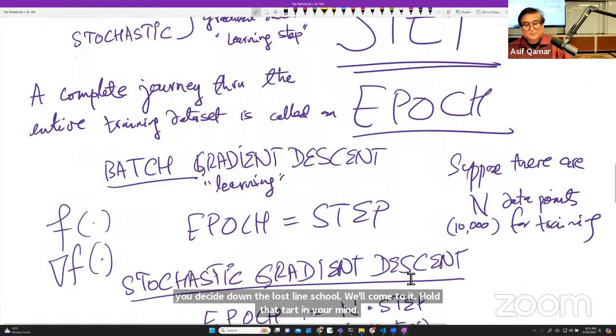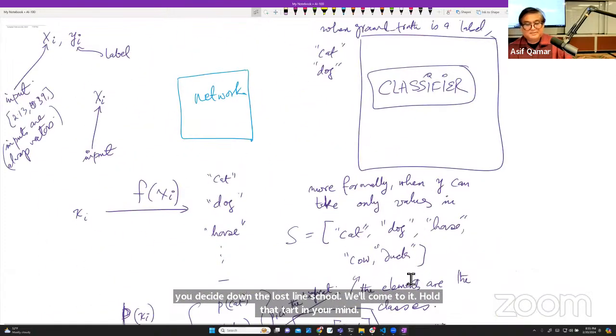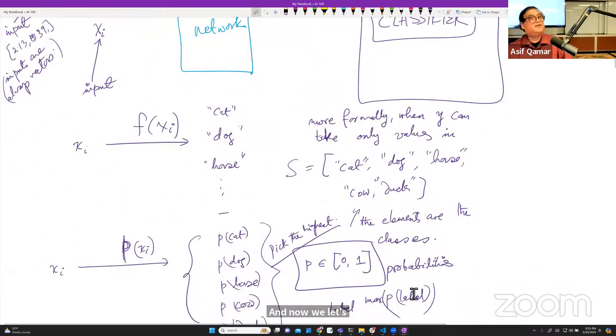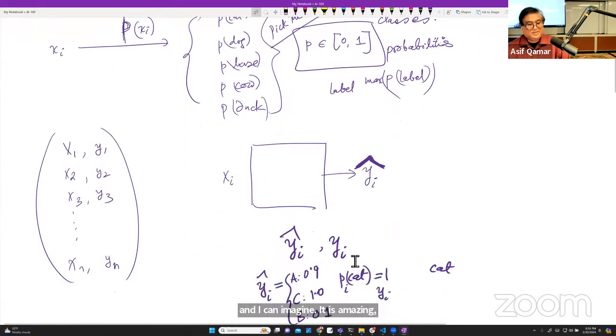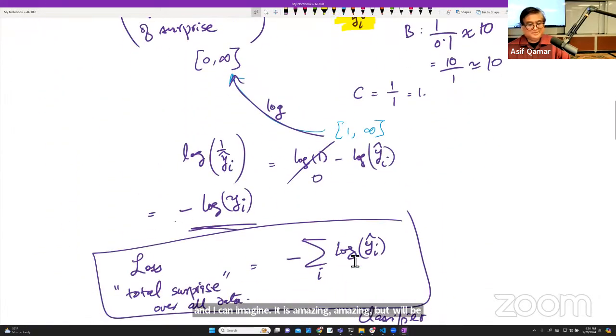And now let's recap what we have learned. We have learned that classifiers are things whose target space is a label. Neural networks are nothing but giant functions, big functions. All neural architectures ultimately are functions, right? Except that these functions are not something you and I can imagine. It is amazing, amazing.